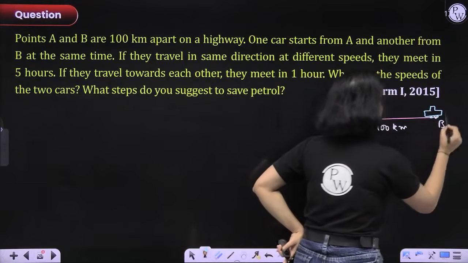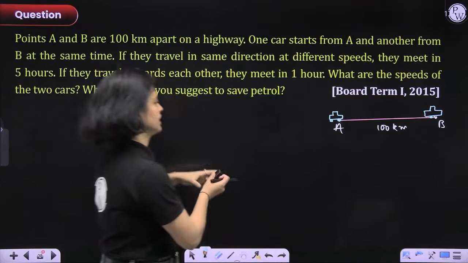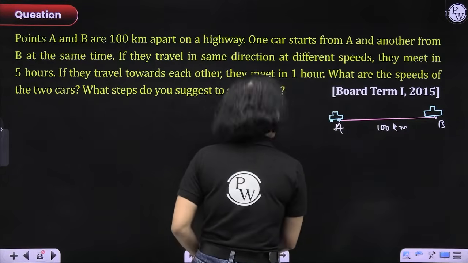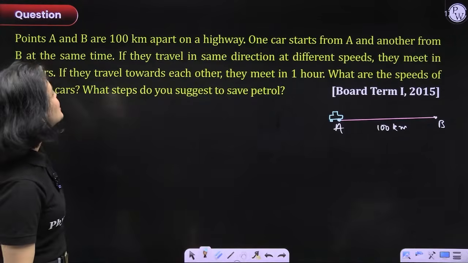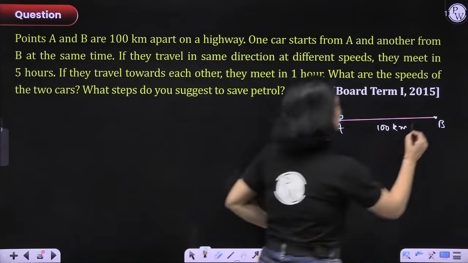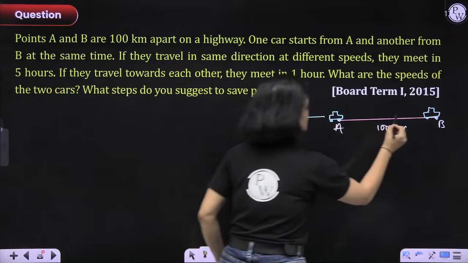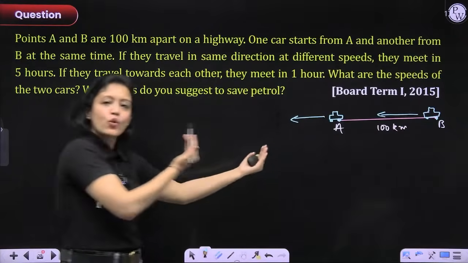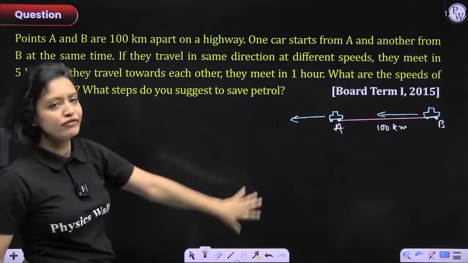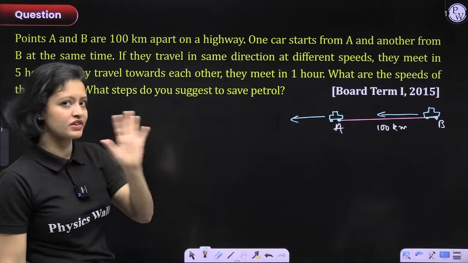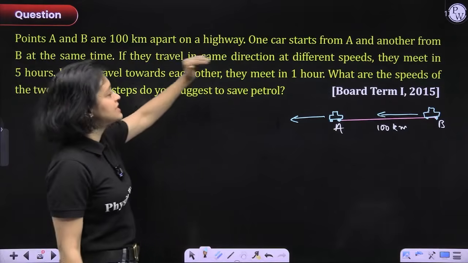First of all, in the first situation, both the cars are traveling in the same direction at different speeds. So there is one car here at B, and let's just suppose that both of these are going in this direction. This is the first case. They are both going in the same direction with different speeds, obviously, and they meet after 5 hours. Now, if they travel in the same direction at different speeds.